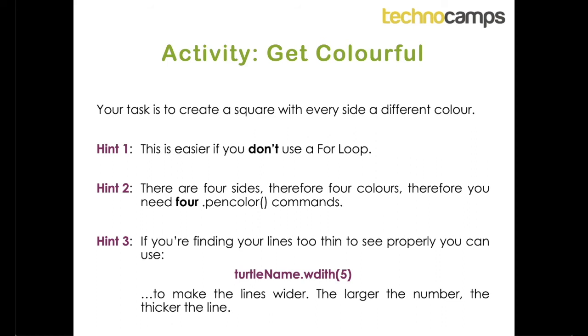I would like you to draw a square with every single line a different colour. This is much, much easier if you don't use a for loop. So if you go back to using all 8 instructions, so 4 forwards, 4 dot rights, and think about where we might need to change dot pen colour in the middle of that.